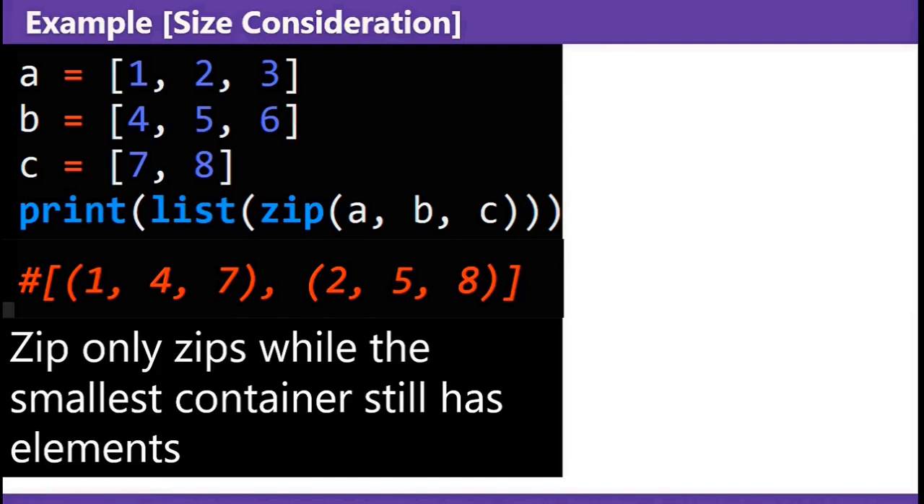If you want to prevent this, you can pass in the keyword argument strict equals true. If you do this, zipping together elements of different sizes will yield an error.